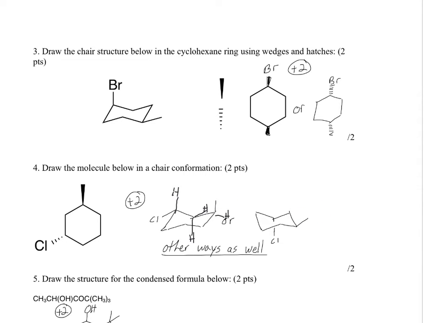But as you do a ring flip, what was axial becomes equatorial, but it always stays up. What was equatorial becomes axial, but in this case it always stays down. And you can do this a couple other ways as well.